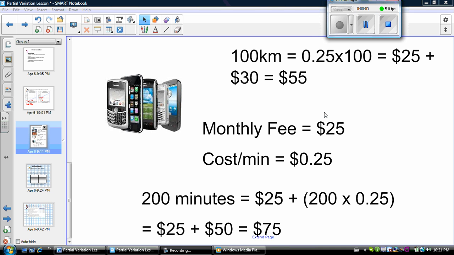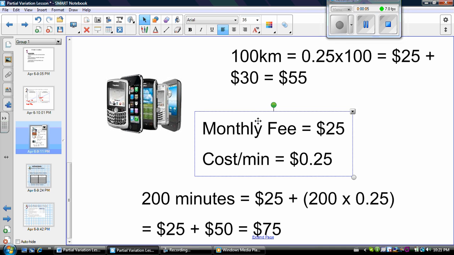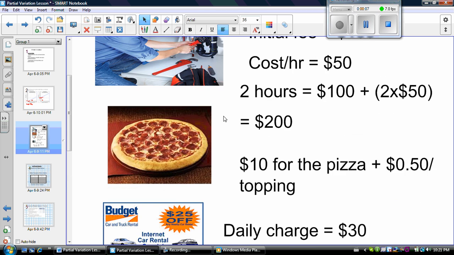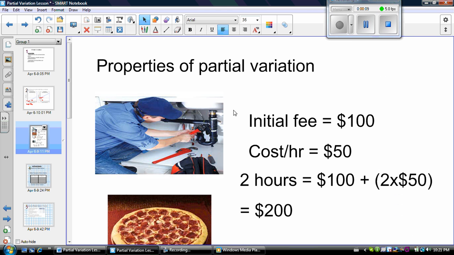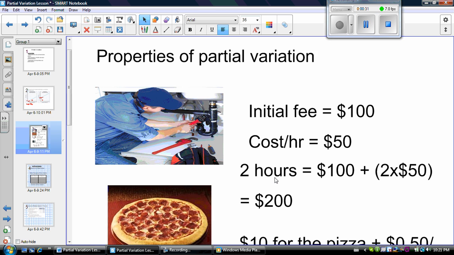Welcome back. Now, if you can recall, we went through 4 examples of partial variations to understand better the properties of what a partial variation looks like. So we have the plumber with the initial fee of $100. That means that the plumber charges $100 just to come to your house and investigate the problem. And then they cost $50 extra per hour. So $50 for every hour that they work.